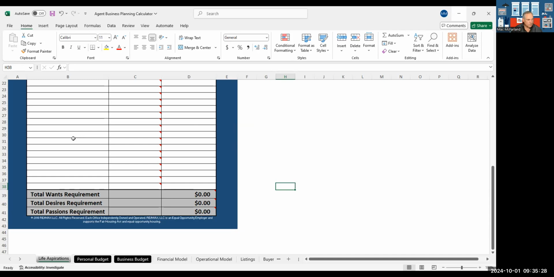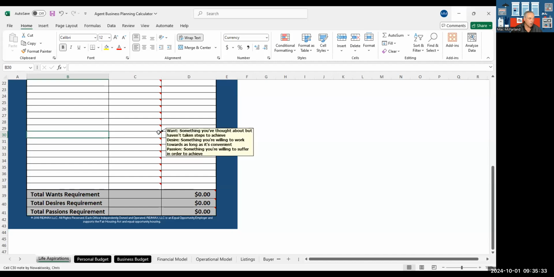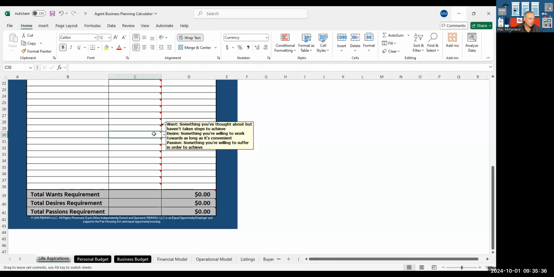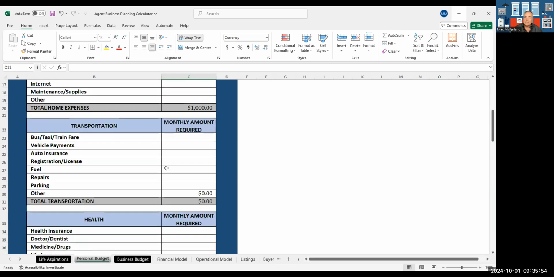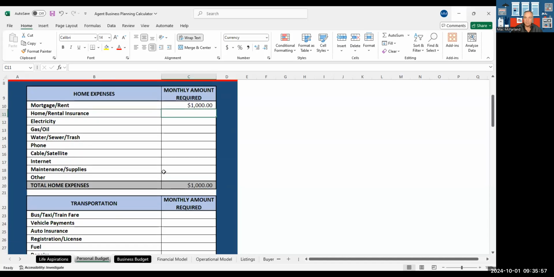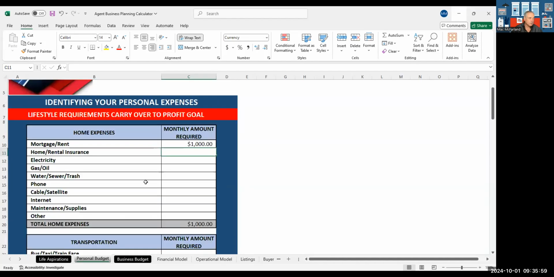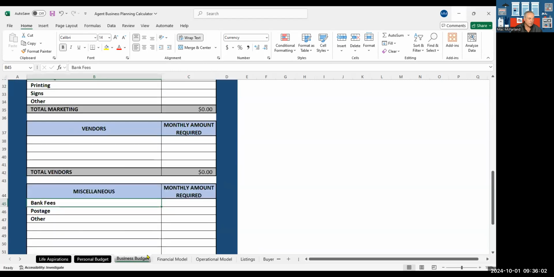So you can list those items. It's like an Excel spreadsheet, so you can put them in here. You mark them. You can identify what it is. Is it a want, desire, or passion? And then what's it going to cost to get there? Estimated cost. That's all it is. So it's trying to give you an idea of what you need to get where you want to be. You also have a personal budget. Please take a look at this, especially if you've been in the business less than 2 years. You have your personal budget, and then you have your business budget, and you want to work off of that.